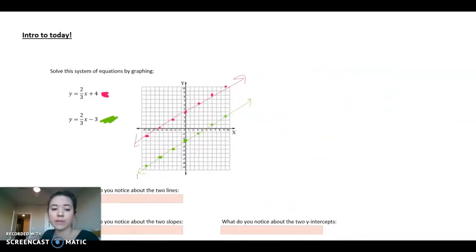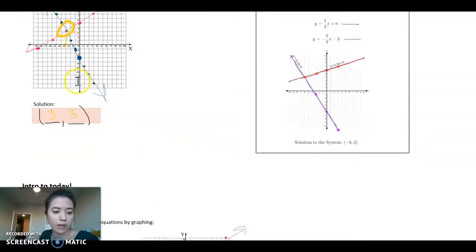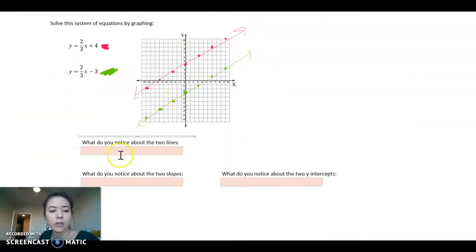Aha! So there's something different happening here than up here. So remember, we find a solution by finding where they cross. Now there's something going on here. What do you notice about them? They never cross.